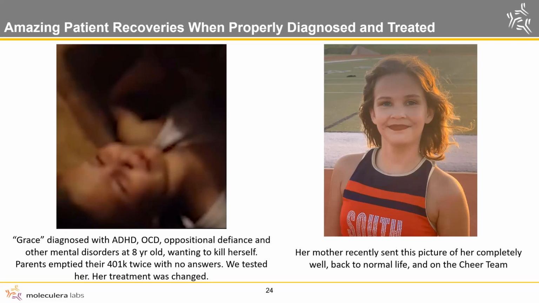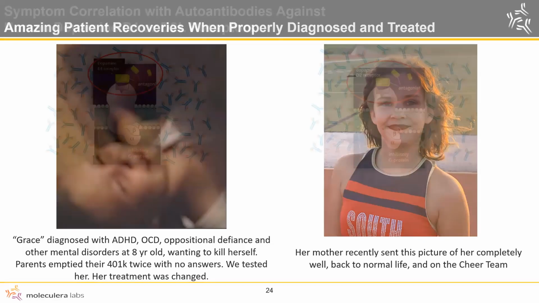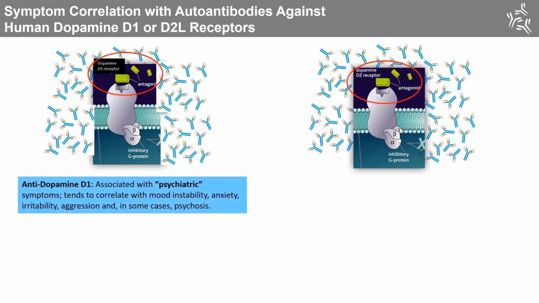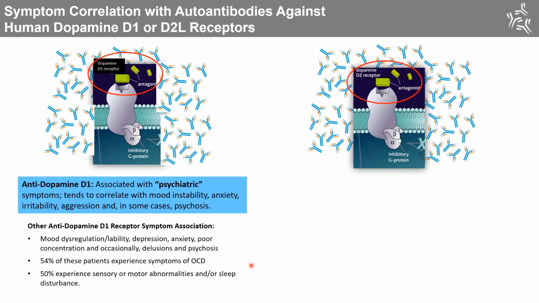And you who are at the front line taking care of these patients, these are the things that we really love to hear. So more specifically on the panel, I mentioned that the dopamine D1 and D2 receptors are targets of the autoantibodies. They do interfere with the normal functions of the dopamine D1 and D2 receptors. And when a patient has antibodies associated with dopamine D1, we tend to see these psychiatric symptoms: mood instability, anxiety, irritability, aggression, and in some cases, psychosis. There are other types of symptoms associated with that, and I won't go through listing them all here.